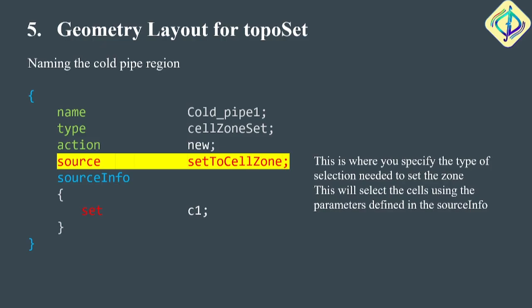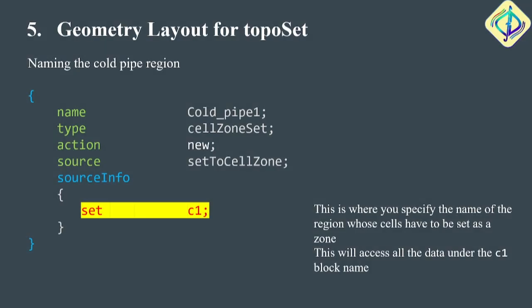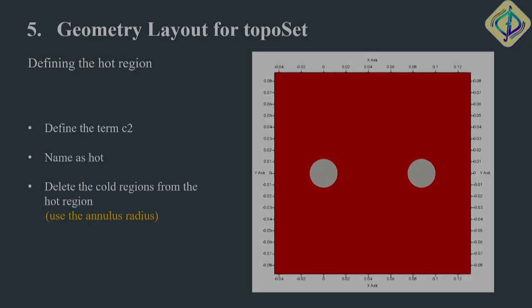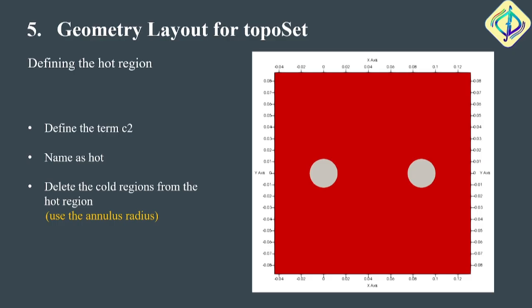Again, over here, you're using the source set to cell zone, and it will access all the data that you have set under C1. Since we are using the annulus type, it will get that info using the syntax block that we had set for C1. So then it will know that we are trying to name this particular region, which is a cylinder annulus or a hollow cylinder. Now we've defined the cold region and the cold pipe region. The cold region was inside, and then we had the cold pipe region.